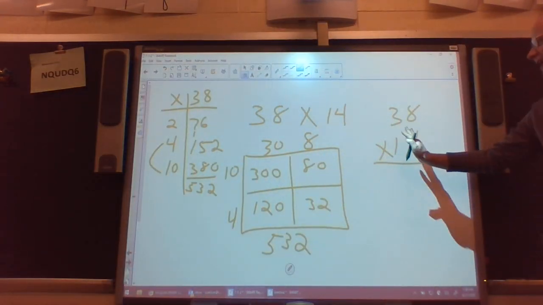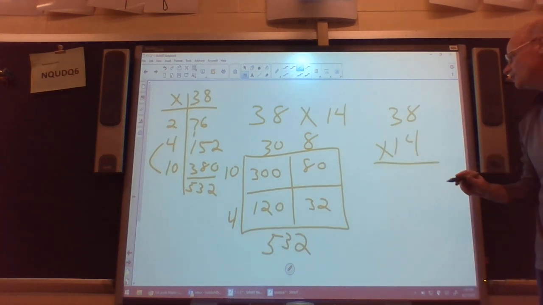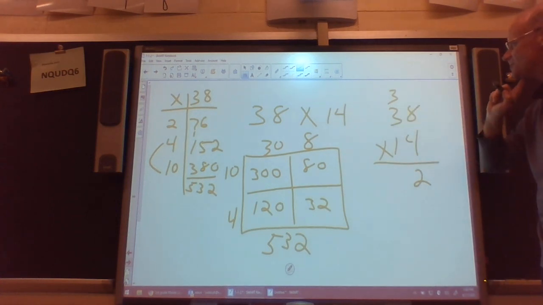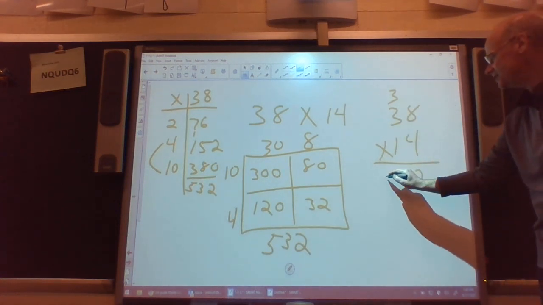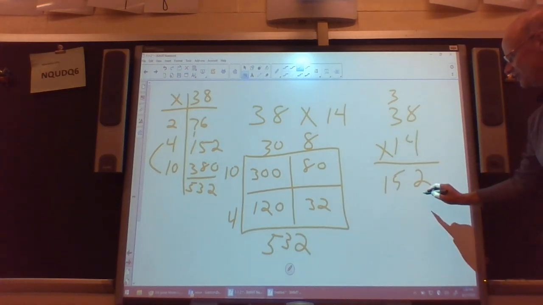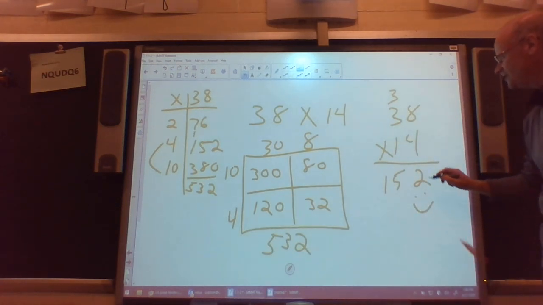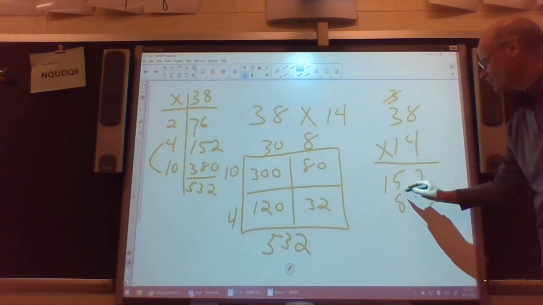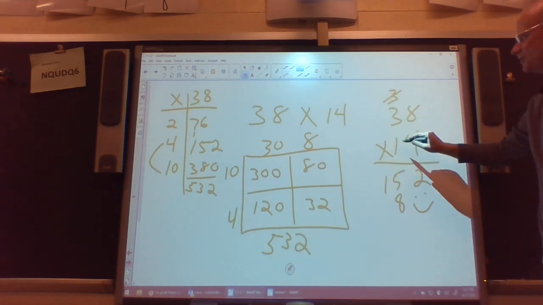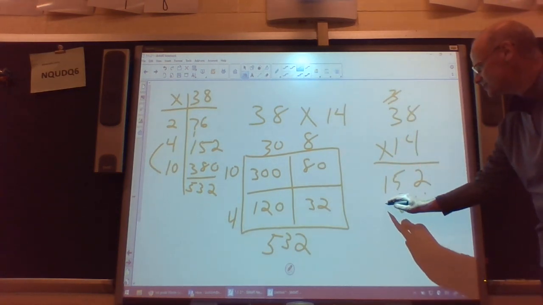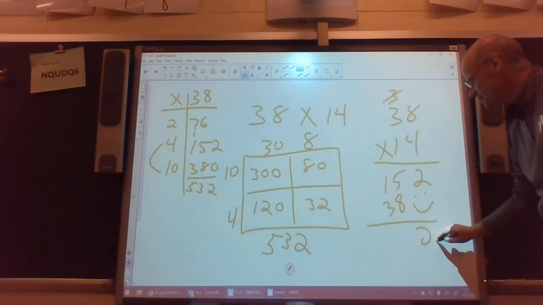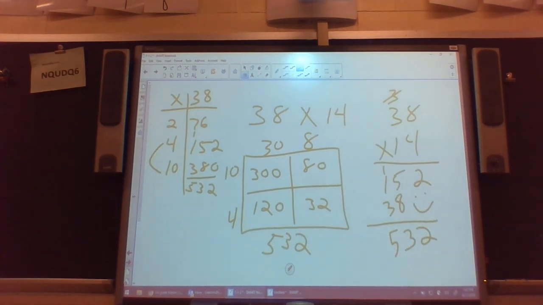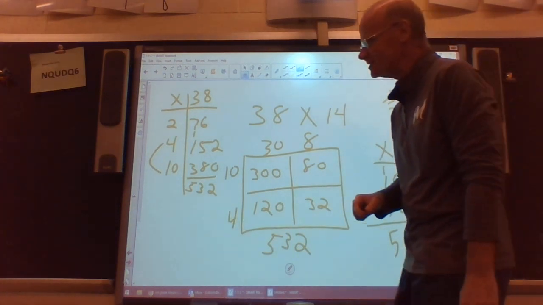Standard algorithm. I'm going to forget about that 1 until I'm all done with the 4. 4 times 8 is 32. Put down a 2. Carry a 3. 4 times 3 is 12. Plus 3 is 15. Now I'm going to go and multiply by a 10, so I have to put down a placeholder. I'd like to do Waldo, so I always remember him. 1 times 8 is 8. I put a line through that 3 because I didn't want to get confused. I already used it up. 1 times 3 is 3. And if I add these together, I get 532. Same answer. Good.